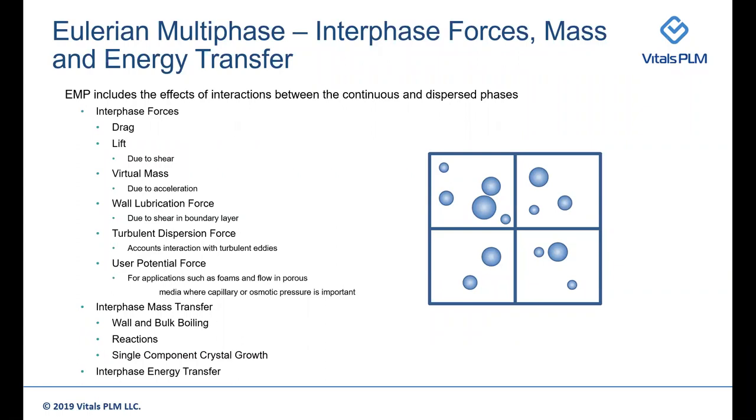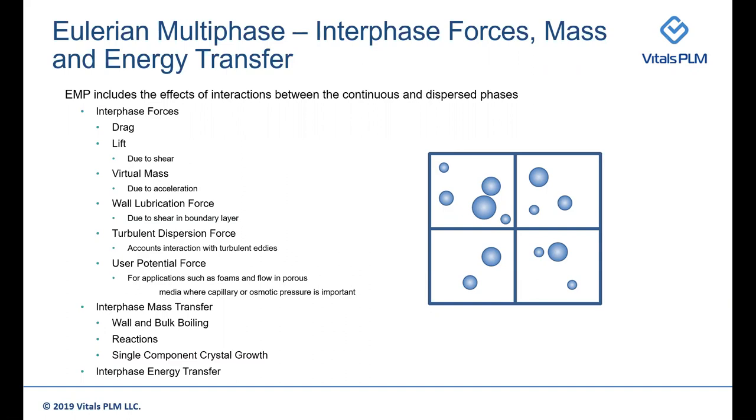Within the all-in multiphase model, it is possible to include the effects of interactions between the continuous and dispersed phases. The interface forces include the drag experienced by the dispersed phase while interacting with the continuous phase, lift due to shear of the continuous fluid on the dispersed phase, and the virtual mass, which is also known as added mass. It is a force on the dispersed phase due to the acceleration of the dispersed phase with respect to the continuous phase. When the dispersed phase accelerates in a volume of continuous phase, it causes a force proportional to the acceleration, which leads to the concept of added mass. It is particularly important when the continuous phase is dense compared to the dispersed phase.